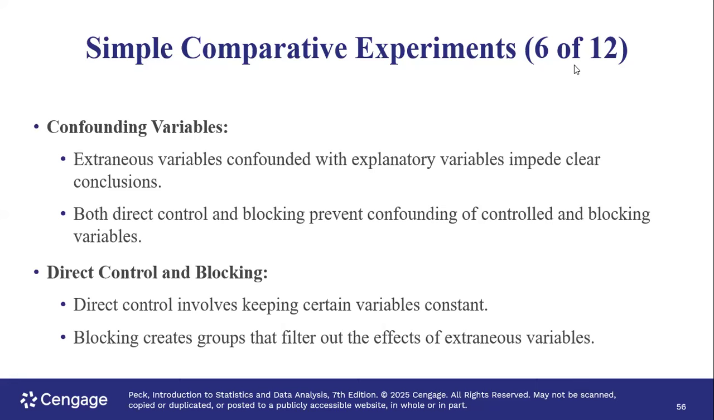Both direct control and blocking prevent confounding. What I talked about right now is direct control, where I conduct both tests at two different temperatures, in two different rooms, but at the same time. Instead of doing the morning, do everything in the afternoon. So directly I'm controlling the confounding variable. Another way to control this is blocking. Blocking creates groups that filter out the effects of extraneous variables.